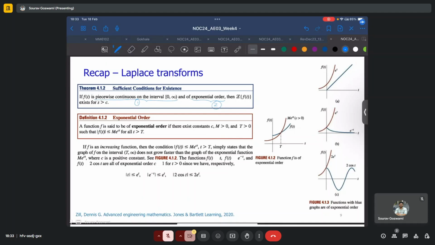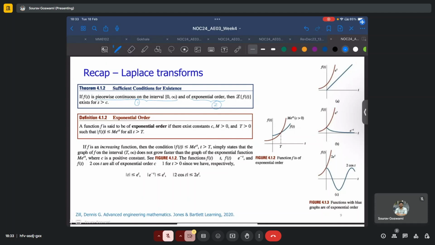Now, any function f is said to be of exponential order if there exist constants c and M, both greater than 0, and some capital T greater than 0, such that the magnitude of the function f of t is less than or equal to capital M times e power ct for all t greater than this chosen capital T. And it is illustrated here in the figures to the right.